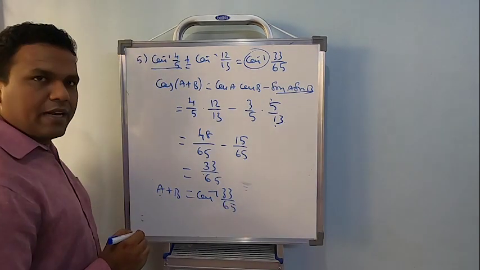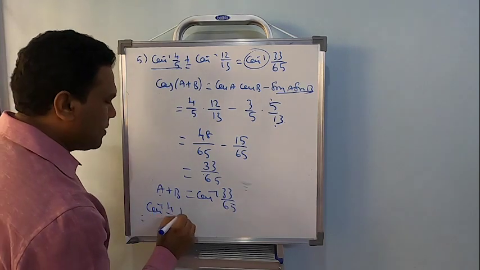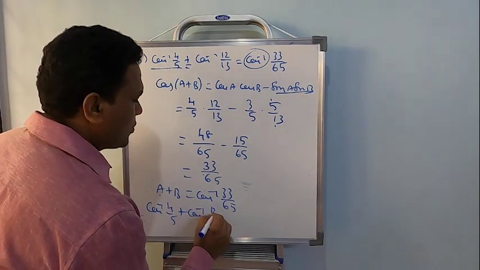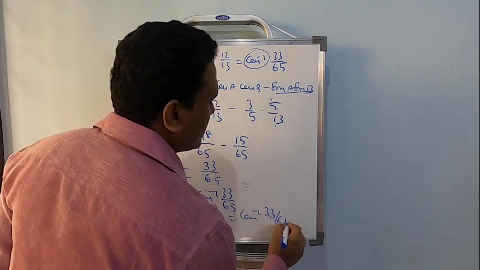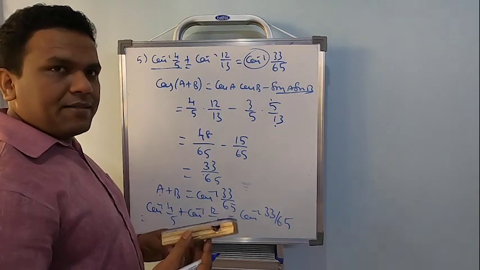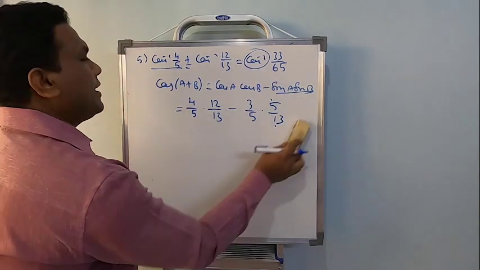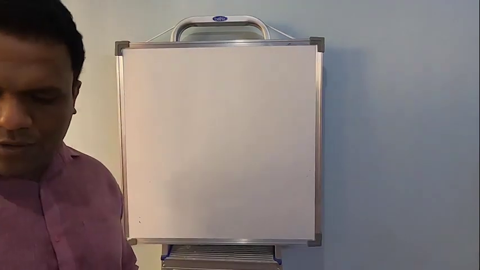Last step, substitute for A and B. What's the value of A is given by cos inverse 4 by 5 plus cos inverse 12 by 13 is equal to cos inverse 33 by 65. Okay, so please practice. Depending on the right side and the sign of the left hand side, we need to select the required formula. Hope it's clear. Let's go to the next, students.